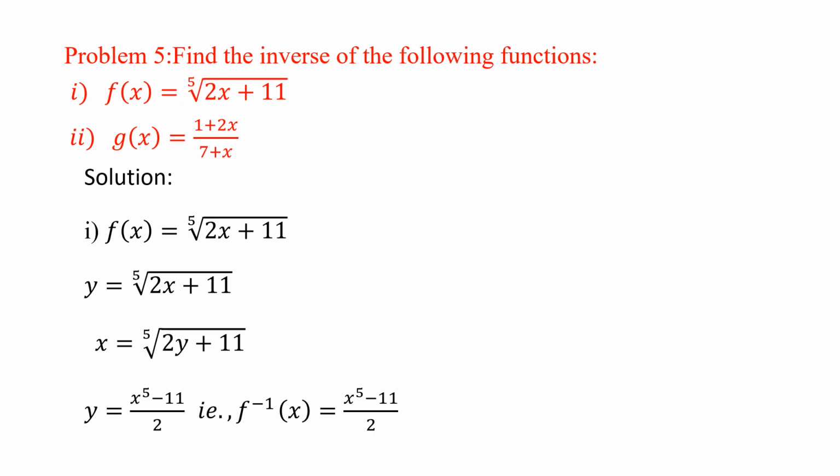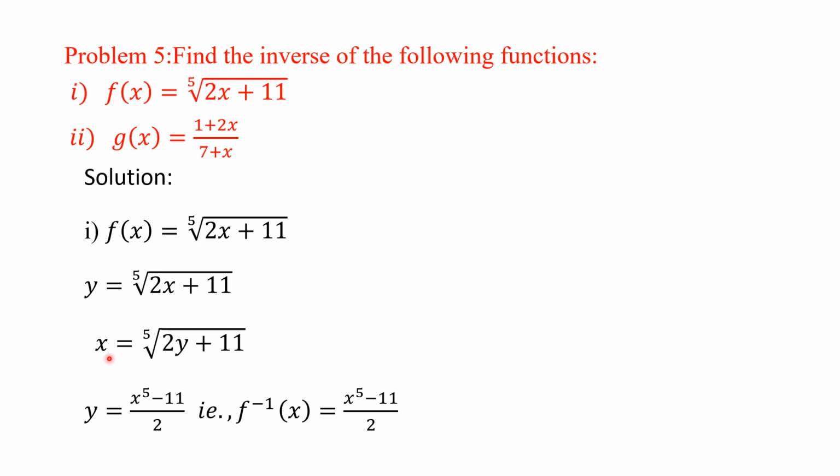Fifth problem: find the inverse of the following functions. f of x is equal to 1 by root 5 of 2x plus 11, and g of x is equal to 1 plus 2x by 7 plus x. So f of x is equal to the fifth root of 2x plus 11. Replacing f of x with y, we know f of x is always equal to y. So y is equal to the fifth root of 2x plus 11.